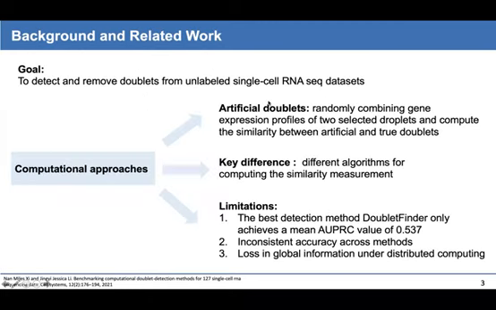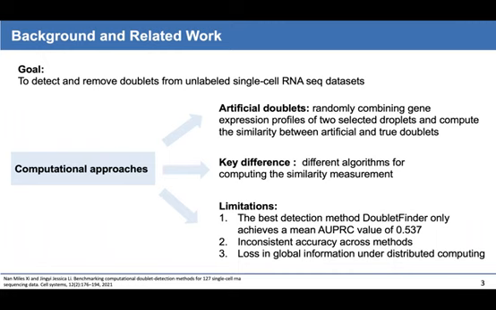So our goal is to detect and remove doublets from unlabeled single-cell RNA-seq datasets, and there are several computational approaches to do this. Most of the computational approaches generate artificial doublets and then compute the similarity between artificial and true doublets. The key difference, however, is that they use different algorithms for computing the similarity measurement.